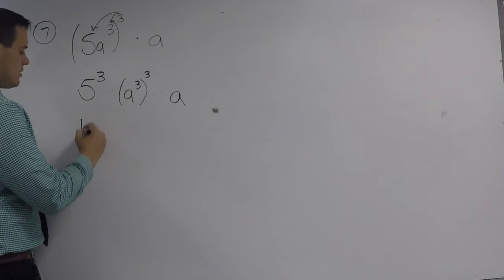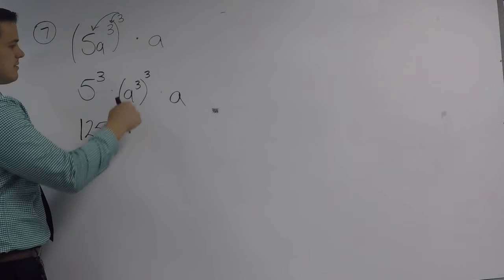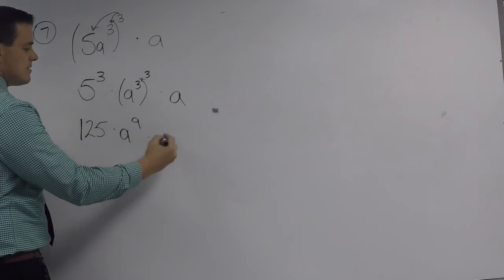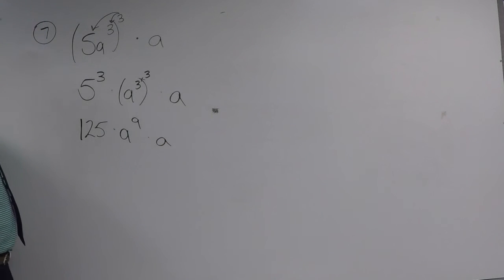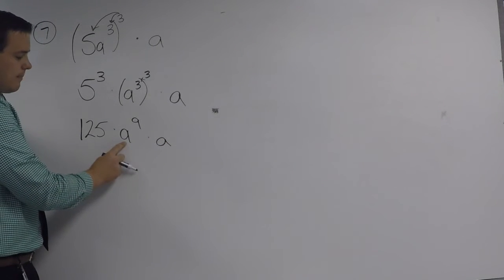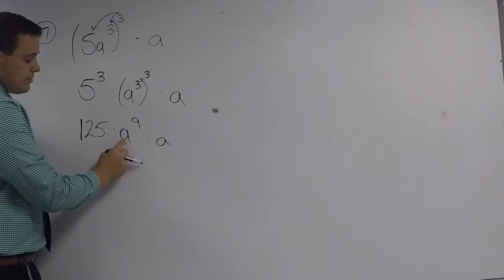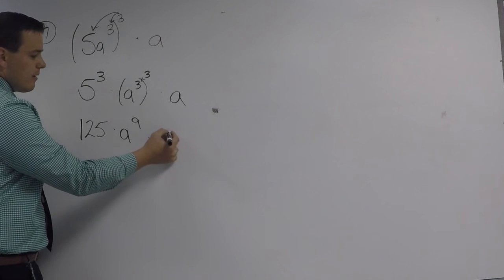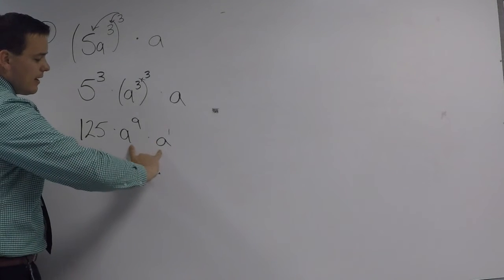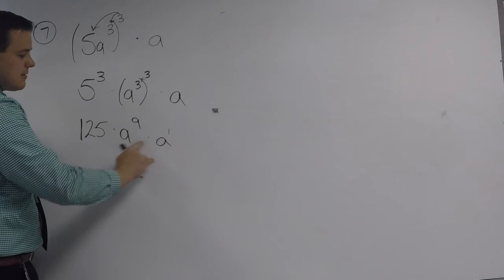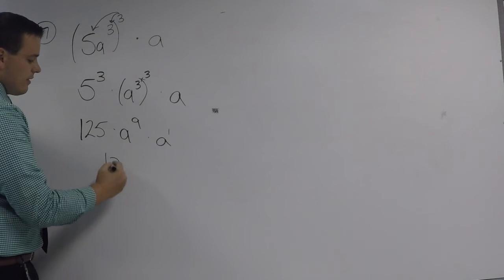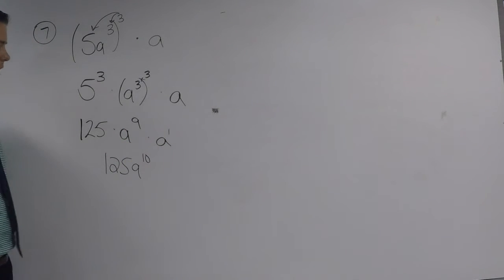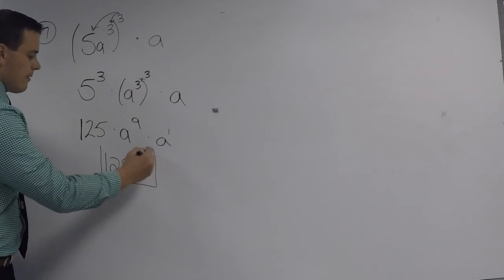From here I solve. 5 cubed is 125 times, this is a power of a power, so I multiply a to the 9th times a. From here I'm multiplying two variables that have the same base, a and a. Now there's not a variable here, but we know that the variable would be 1. So when I'm multiplying numbers or variables with the same base, then I add the exponents. So this would be 125a, 9 plus 1 is 10 to the 10th power. 125a to the 10th power.